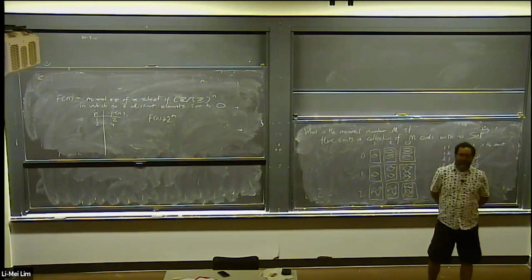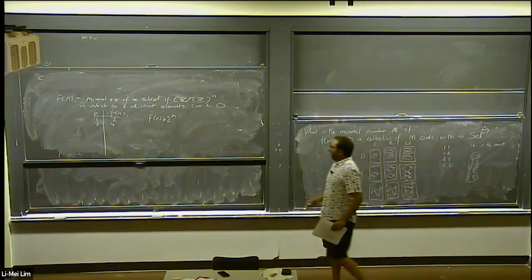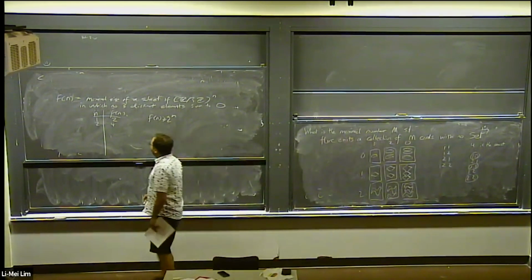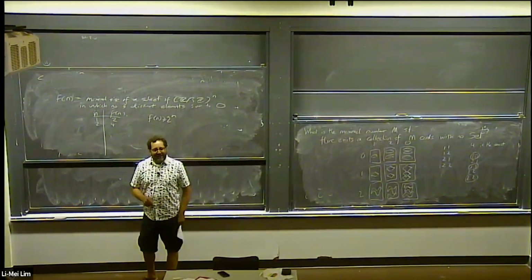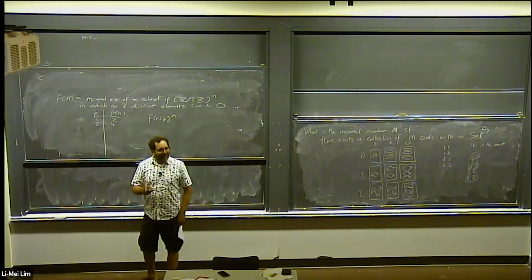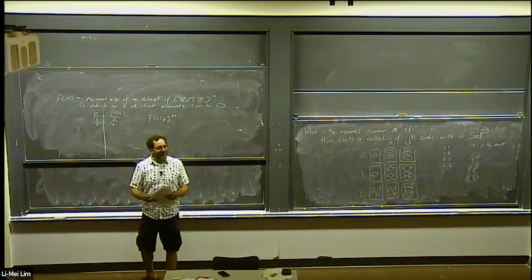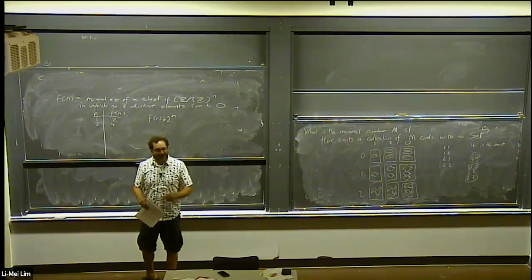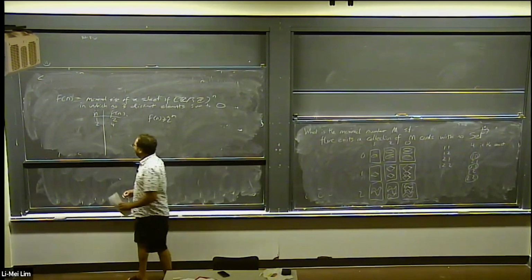So I set out to prove that F of N was actually equal to 2 to the N, and I couldn't do it, and it hurt my self-esteem. But then I found out that that was just not true, so I felt much better, right? Because somehow if you're trying to prove something and you can't do it, you feel very bad, but then if it's not true, it's like, oh, it's good that I couldn't prove it. It would have been much worse if I did have a proof of it.